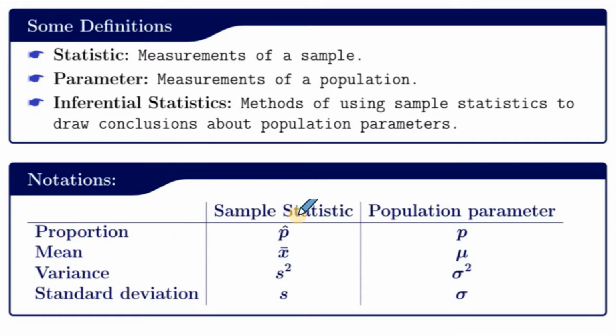For proportion of sample statistic, we use p hat. For population parameter, we use p. For mean of sample statistic, we use x bar. For population parameter, we use mu. Variance of sample statistics, we use s square. And for population parameter, we use sigma square. And standard deviation, for sample statistic, we use s. And for population parameter, we use sigma.